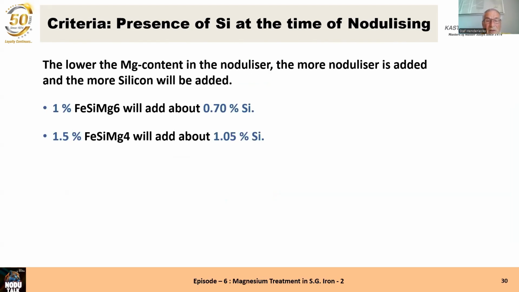The lower the magnesium content in the nodulizer, the more nodulizer is added, and the more silicon will be added. If you add 1% of ferrosilicon 6, you add about 0.70% silicon. But if you use the magnesium 4, you need 1.5% to have the same amount of magnesium in your metal. But then there will be 1.05% silicon coming on top. That's already sometimes much too much for having a correct final chemistry of your iron.